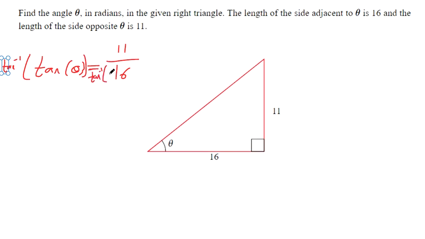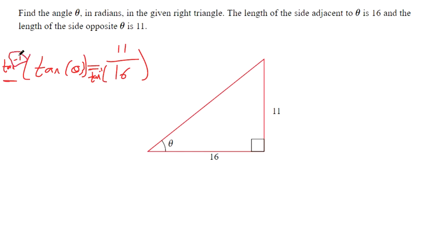Tangent. The inverse of an original function leaves you with just theta on the inside. It's like the inverse of f of x leaves you with just x, because the inverse and the original function kind of undo each other. So that's what we're doing with tangent.